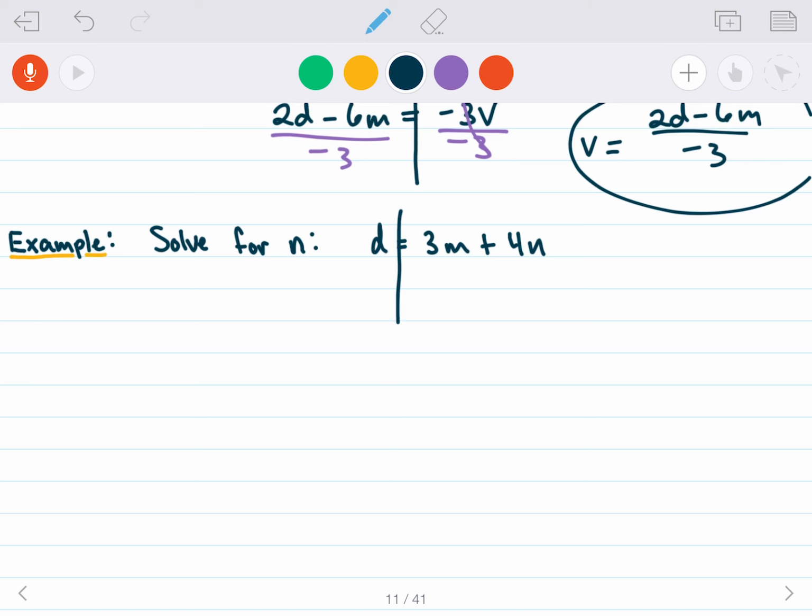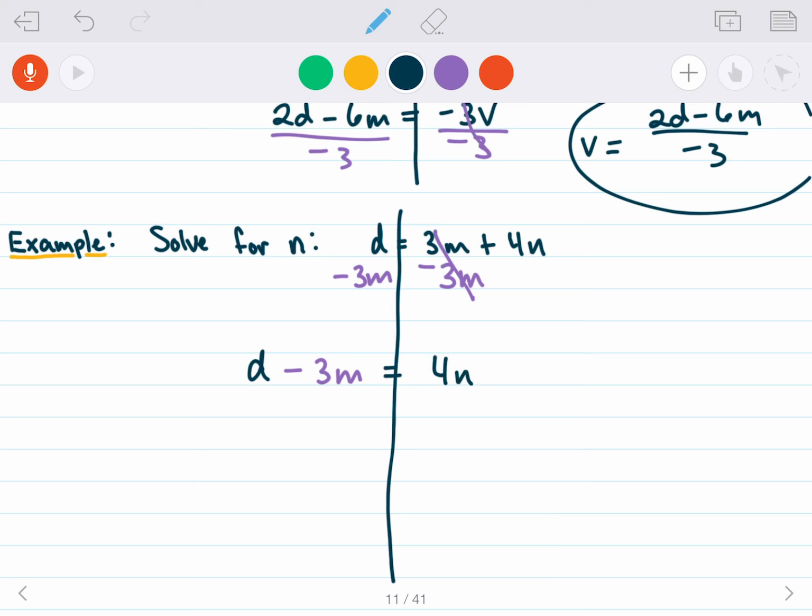Solve for n. So n is right here. So I want to move everything that doesn't involve an n to the other side. So I'm going to first start by subtracting 3m from both sides. And so just rewriting this horizontally, I get d minus 3m is equal to 4 times n.